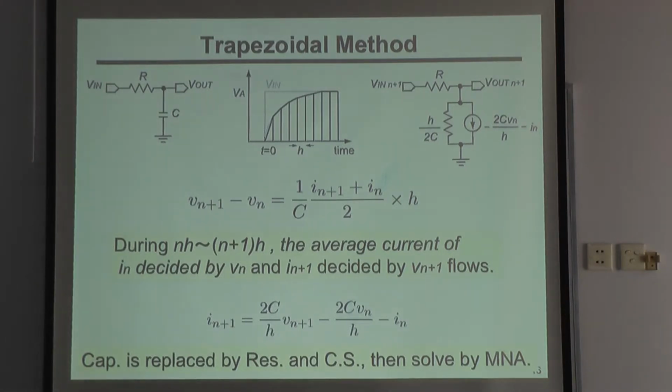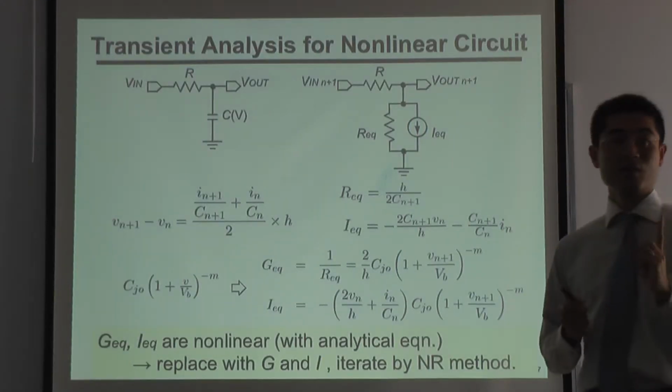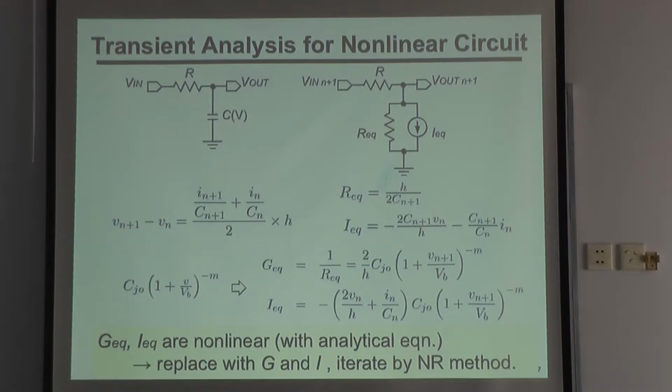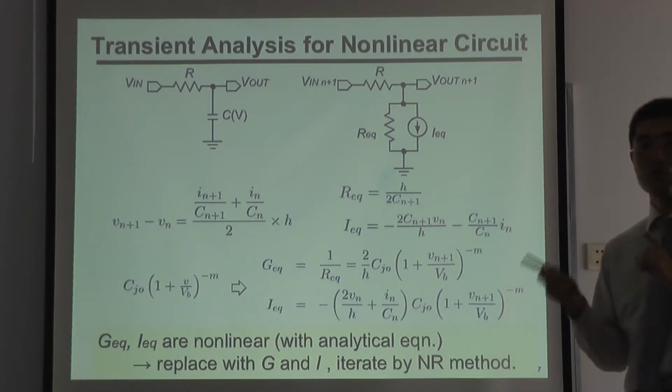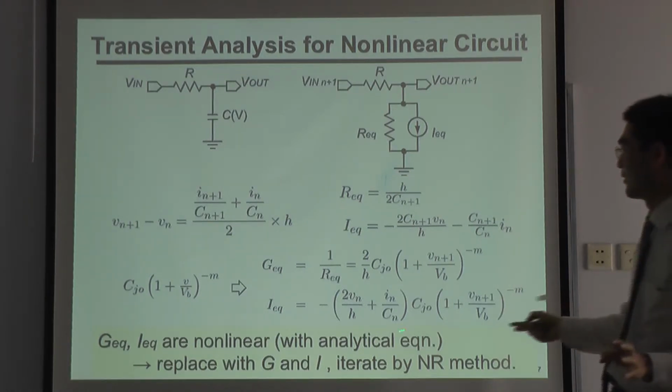This is the first point. And the second point: if there is a nonlinear element, we can use the Newton-Raphson method to converge to a final point. These are the two key points. And you don't have to know the detail about this.